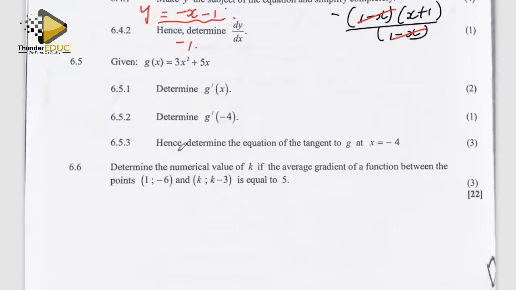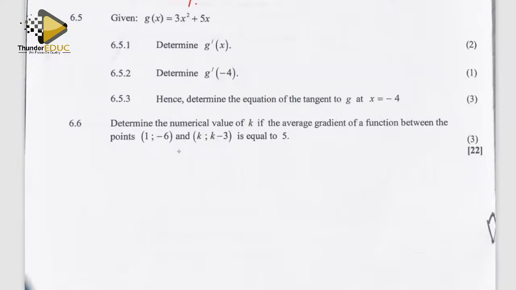Then 6.5, if you're given g of x, which is 3x squared plus 5x, they want us to get the first derivative, which is going to be 6x plus 5. So the first derivative is usually the equation that we use to determine the gradient. Then 6.5.4, the first derivative at -4, meaning that we're going to have 6 times -4 plus 5. So that's going to be -24 plus 5, which gives us -19.